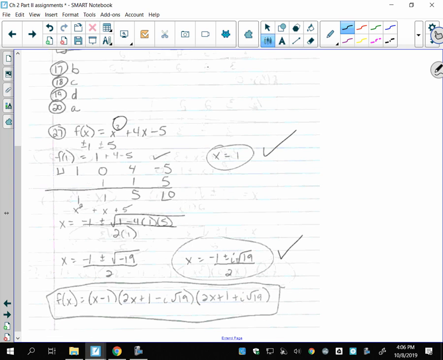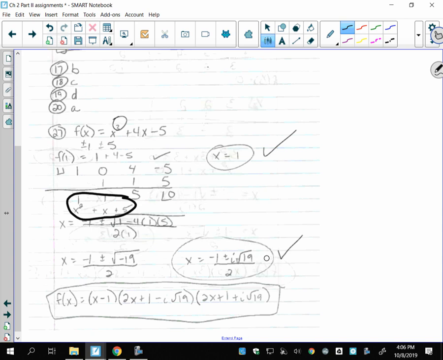27 and 30. Step 1, PRZs, just plus or minus 1, plus or minus 5. Fantastically, 1 works. So that's a 0. I divided it out and I got this quadratic, which I did the quadratic formula on, and I got negative 19 under that square root, so I simplified it to this.